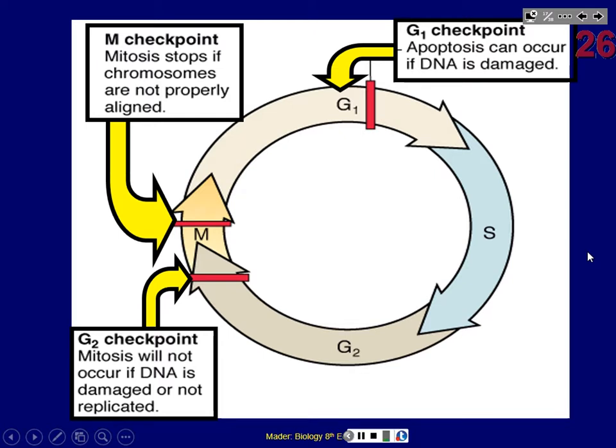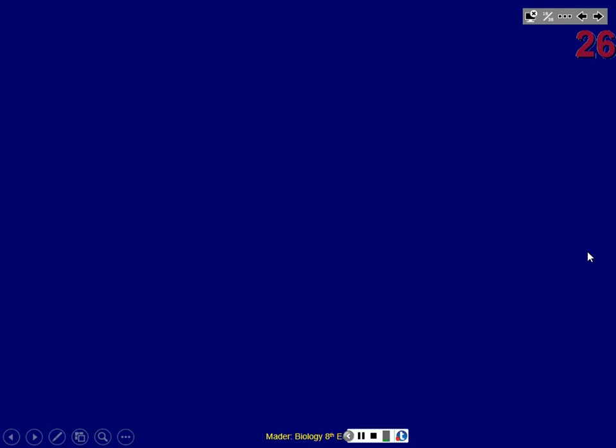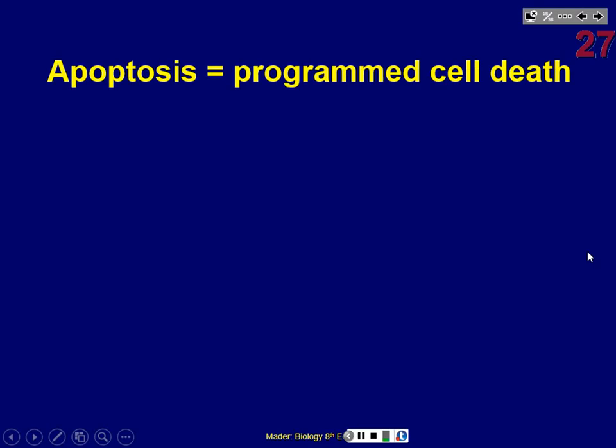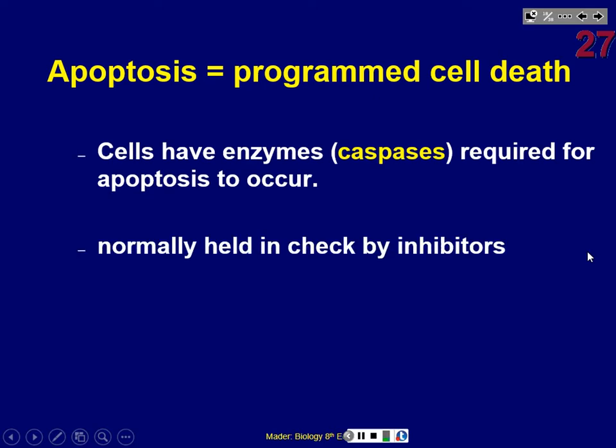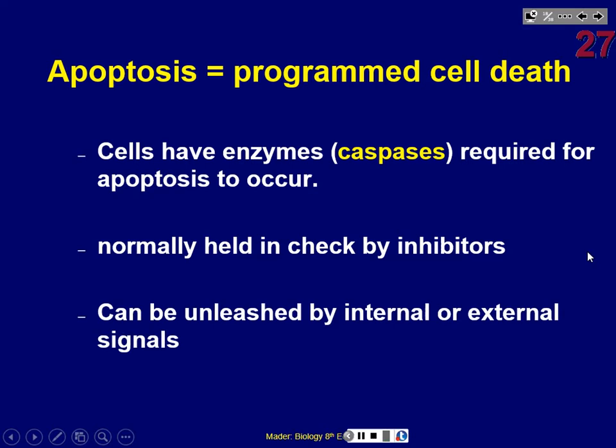So what happens if the cell can't fix the problem? Do you remember us talking about apoptosis in chapter 4? Programmed cell death. Cells are programmed to destroy themselves if they can't fix the problem. So if during these checks there's a problem that can't be fixed, these enzymes that the cell has called caspases, that are normally held back, are literally unleashed and the cell is digested. So the cell commits suicide.